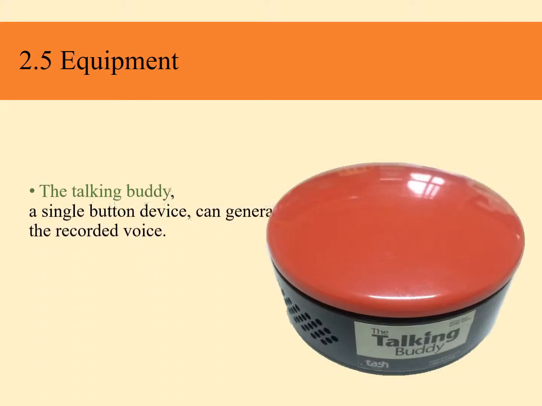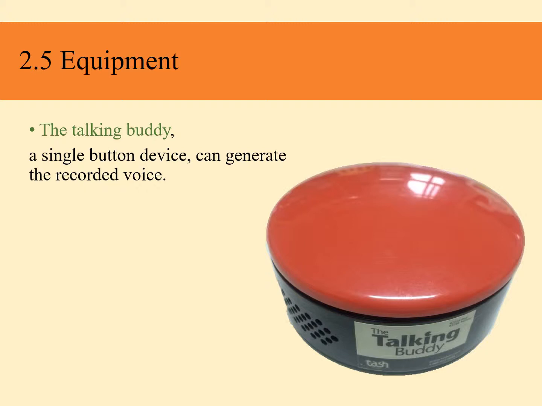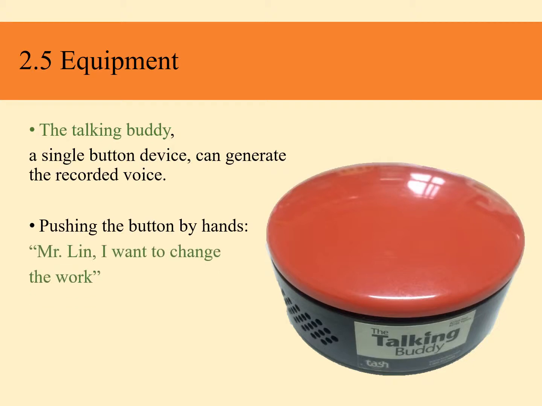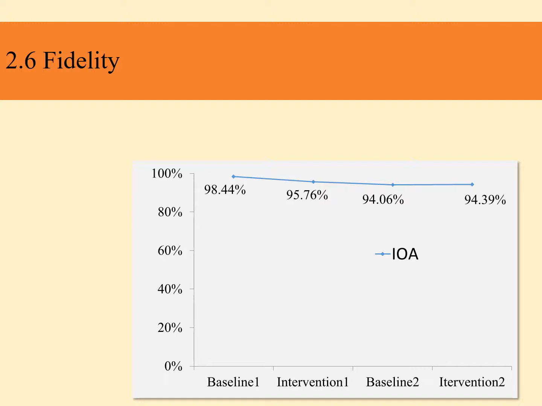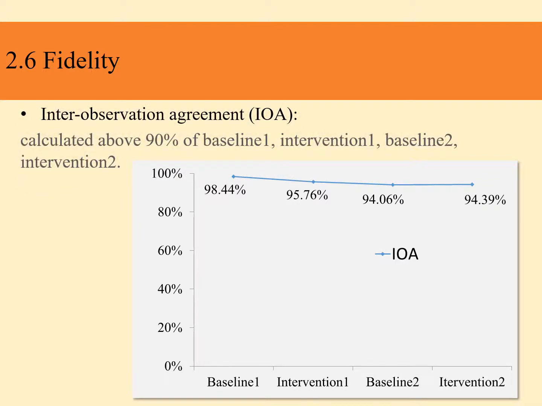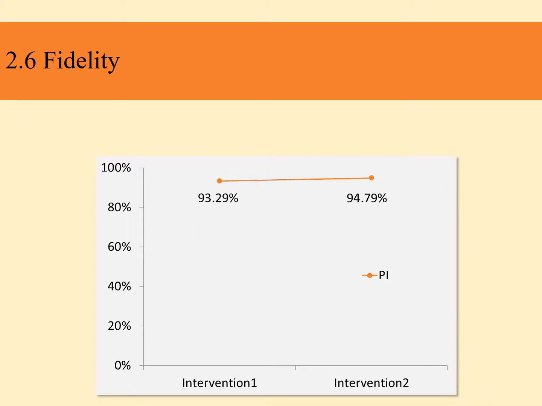Equipment. We use the talking button as AAC, and Amy had to push the button by hand. It means, "Mr. Lin, I want to change the work." Fidelity. The fidelity includes inter-observer agreement and procedure integrity. From the figure, we can see that the IOA are all above 90% across the 4 phases. The procedure integrity is all above 90%.